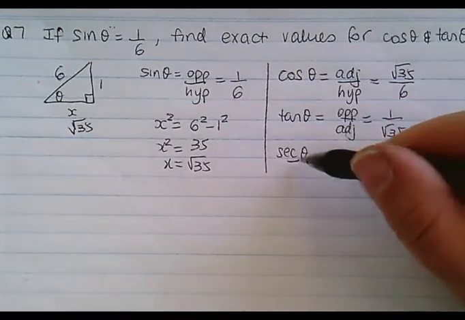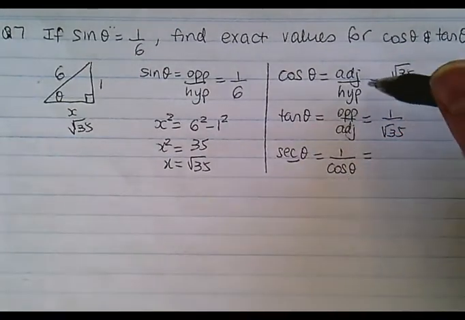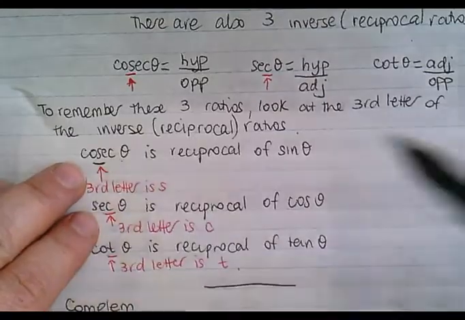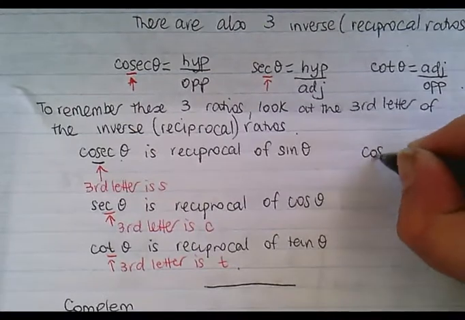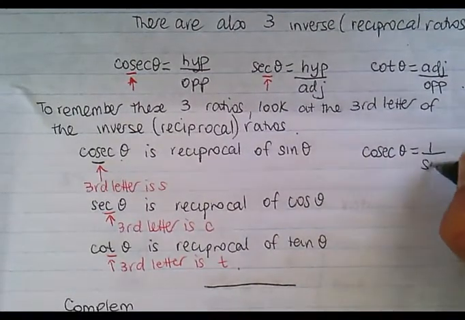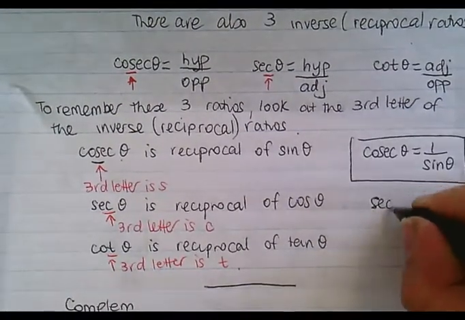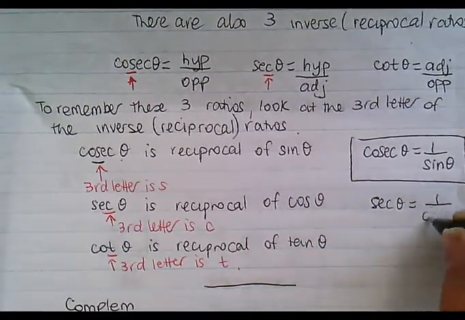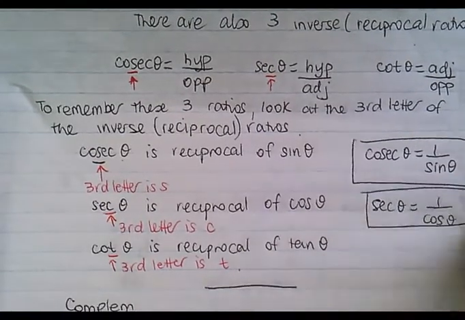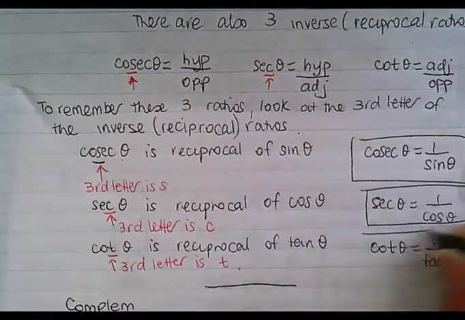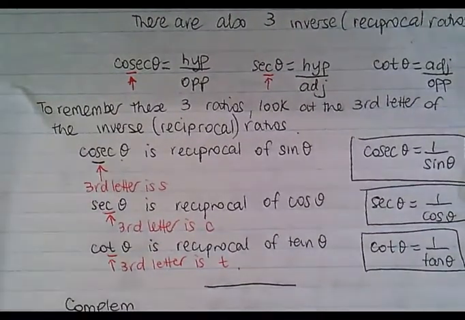So sec theta is the reciprocal of cos. So instead of writing it as hypotenuse over adjacent, you can write it as 1 over cos as well. Cosec theta is the reciprocal of sine theta. You just write it as cosec theta equals 1 over sine theta. That's the reciprocal. Okay? We've got sec theta is the reciprocal of cos, so it's 1 over cos theta. And cot theta is the reciprocal of tan theta, so it's 1 over tan theta. Now with a fraction, 1 over fraction means the flipped version of the fraction. Okay?